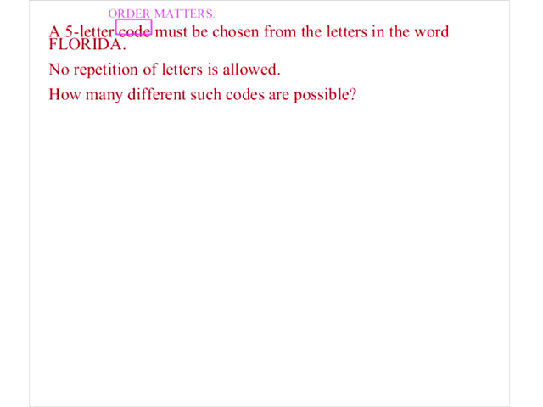A 5-letter code must be chosen from the letters in the word Florida. So when we say order matters, what this means is, if my code is FLRIA, and your code is IFALR, those are different. So order matters in this case.